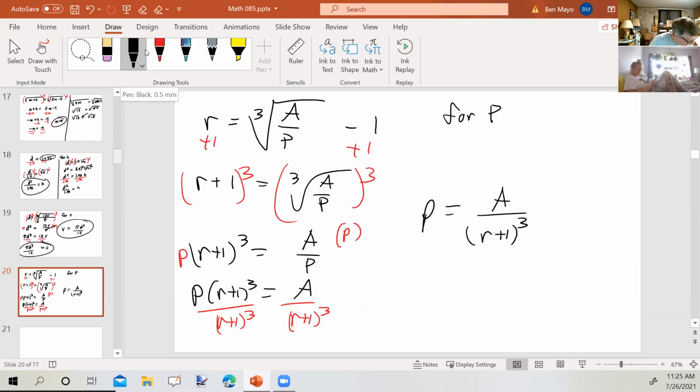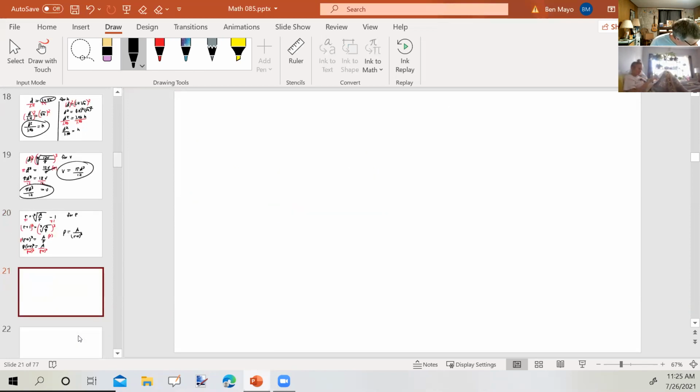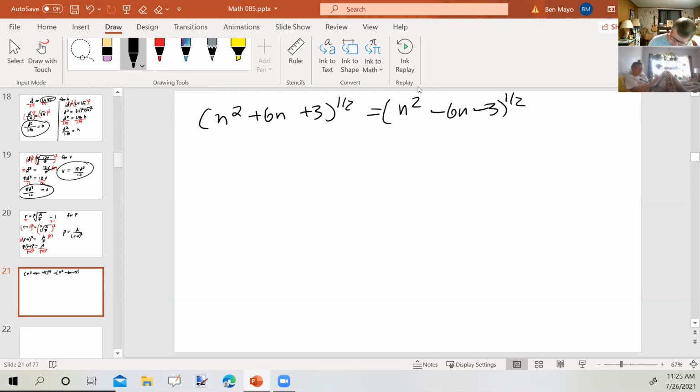Let's see here. How about this one? N squared plus 6n plus 3 to the 1/2 power equals n squared minus 6n minus 3, also to the 1/2 power. So we have two terms, they aren't in radical form, but they have fraction exponents. So we've got two terms that are just like radicals, okay? But they're already isolated. So we're going to square both sides of the equation.